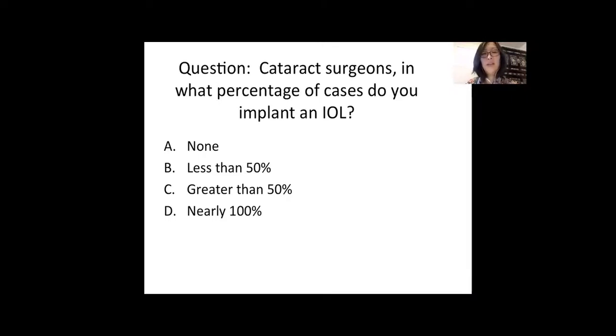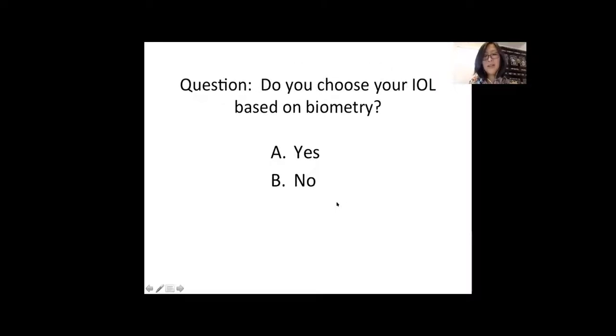So let's see, what percentage of cases do you implant an IOL? Okay, so the vast majority are placing an IOL in the vast majority of cases, so that's good to know. And you choose your IOL based on biometry, yes or no? So in other words, are you measuring the eye before choosing the implant that you're putting in?